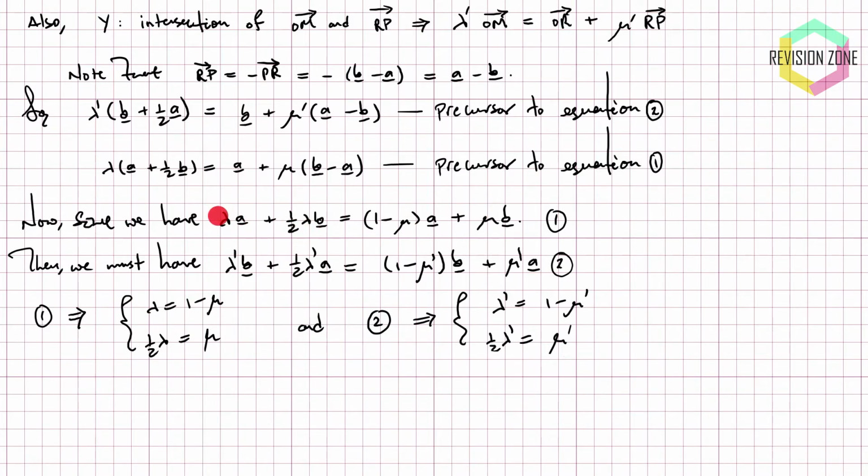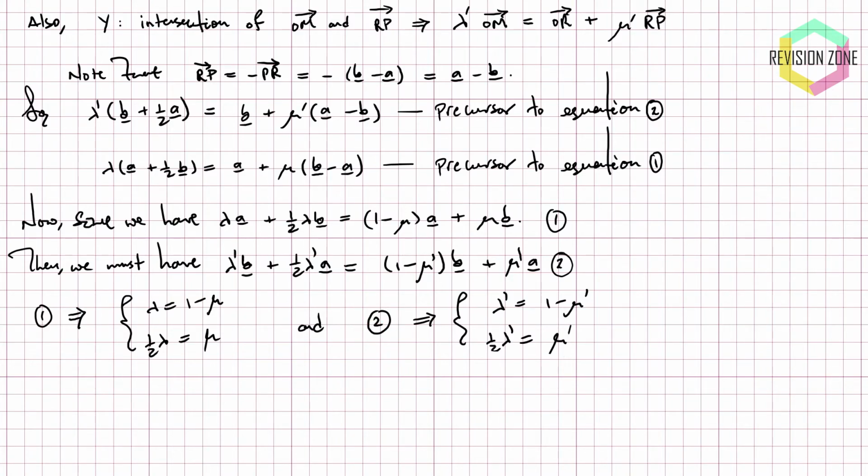So the coefficients of A have to be the same, which means lambda has to equal 1 minus mu, which is what I have here. And then equating the coefficients of B, I can say a half lambda must be equal to mu, which is what I have here. And of course, if I get a set of equations from equation 1, I get the same set of equations from equation 2.